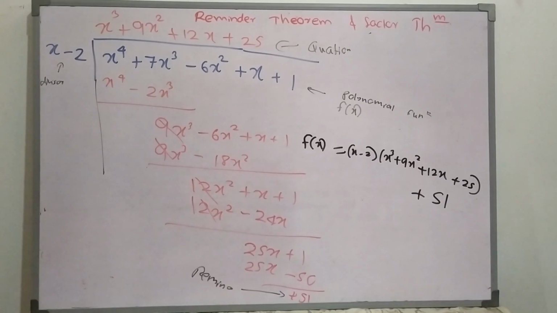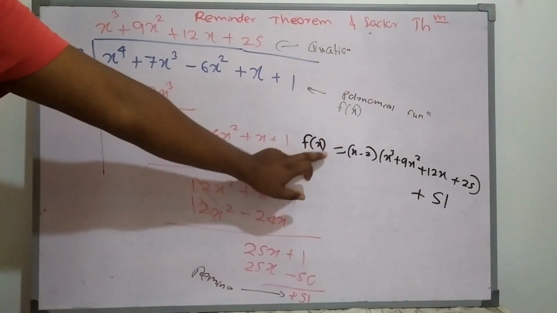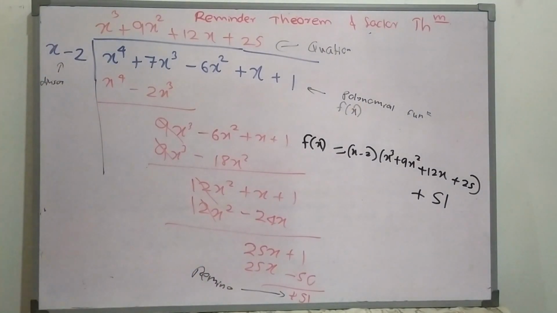If this 51 were 0, the whole process would be known as the factor theorem. Now it's under the remainder theorem, where we have some remainder. This is the method of writing our answer. I hope you all have understood the remainder theorem. This division is known as long division, which is another process. Let's move to the examples.